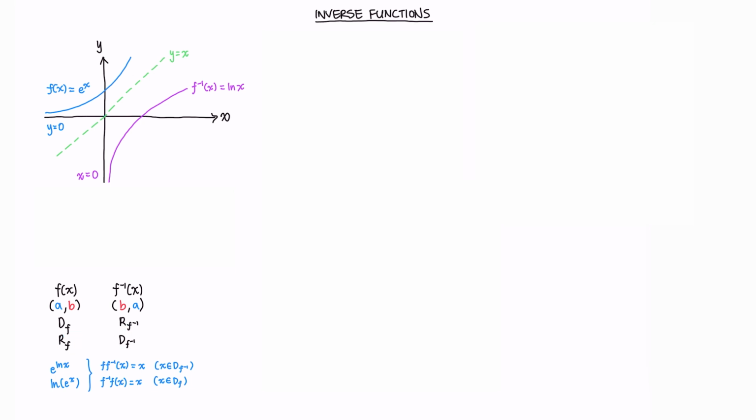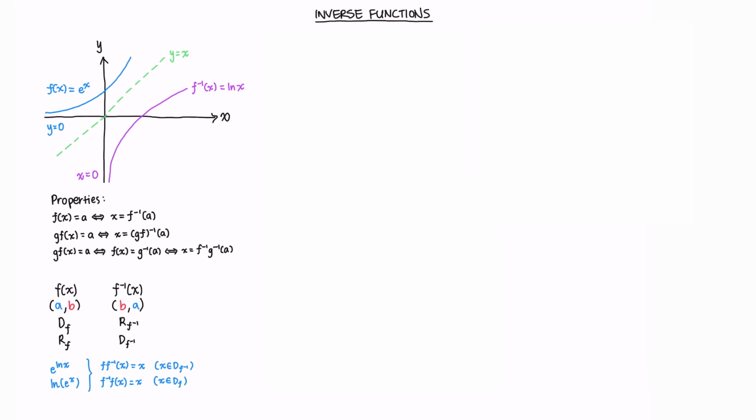Again, let's use this example up here. The range of e to the power x is y more than 0 because of this horizontal asymptote over here. While the domain of ln x, which is the inverse function to e to the power x, is x more than 0 because of this vertical asymptote. Also, you can see that the horizontal asymptote at y equals 0 becomes a vertical asymptote at x equals 0 when we find the inverse function. Alright, let's move on to even more properties.